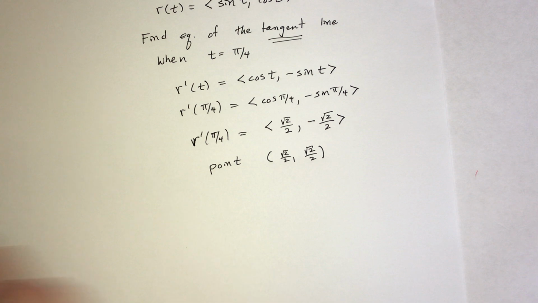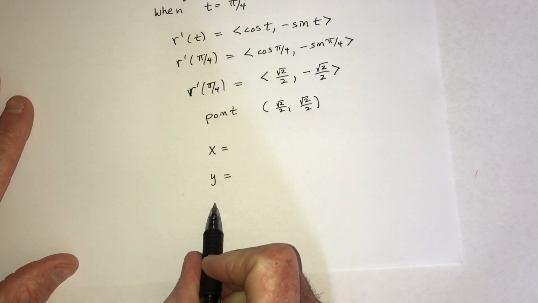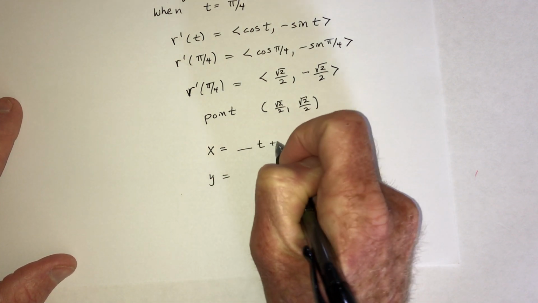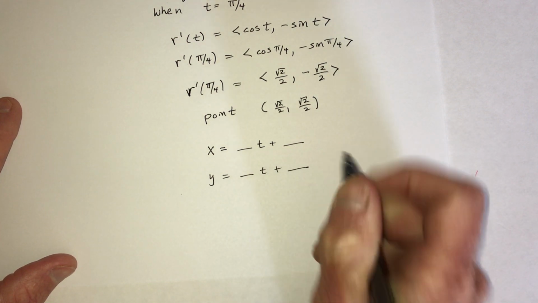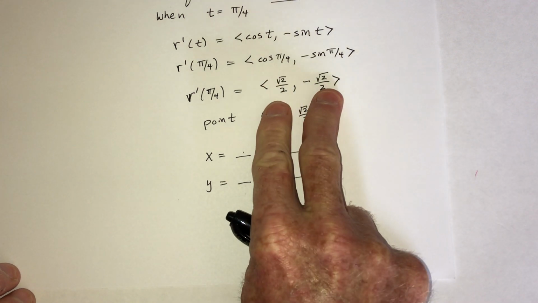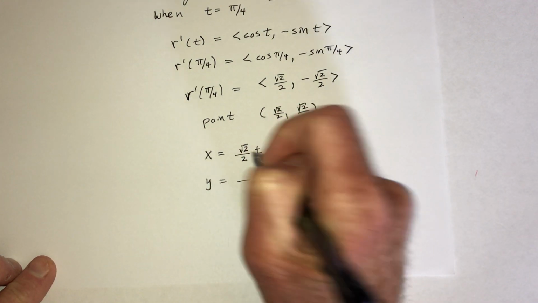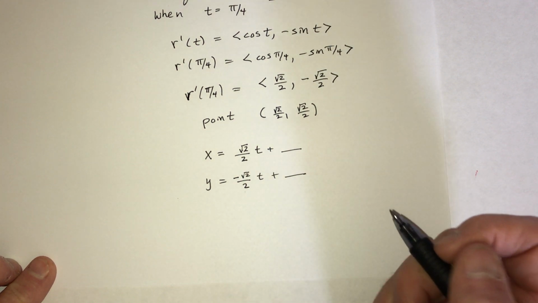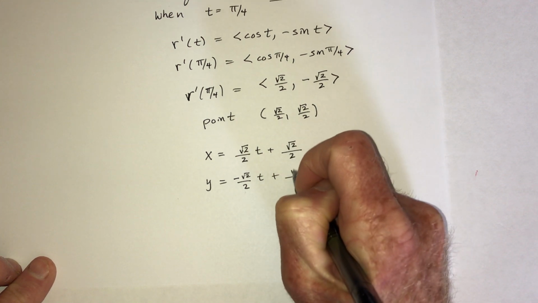Now for the equation of a line in Math 3C, you go x equals, y equals, and if you're in 3 dimensions, z equals. The equation of a line will be something times t plus something, something times t plus something. And then what goes in front of the t? This vector. So it's going to be square root of 2 over 2, and then this one would be negative square root of 2 over 2. And then the point goes right here, square root of 2 over 2 and square root of 2 over 2.